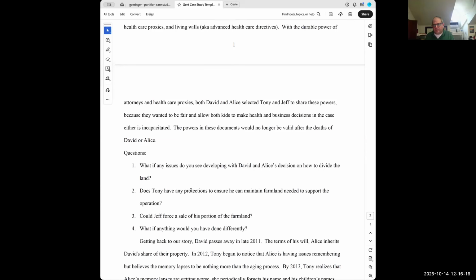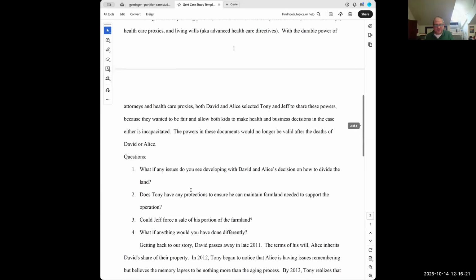Does Tony have protections to ensure he can maintain the property? He does have some protections. At the same time, he's grown his own farming operation, so we may not have other issues later. Based on how it's set up, could Jeff force a sale of his portion of the farmland later? Yes, he could. He could decide to sell it. David could decide he wants to buy it, take out a loan to buy the farmland, and do that.